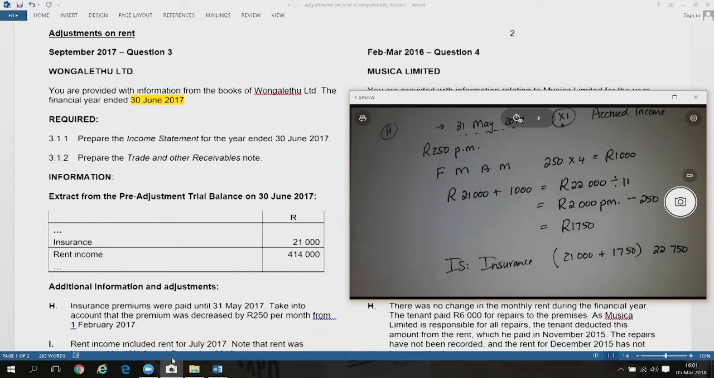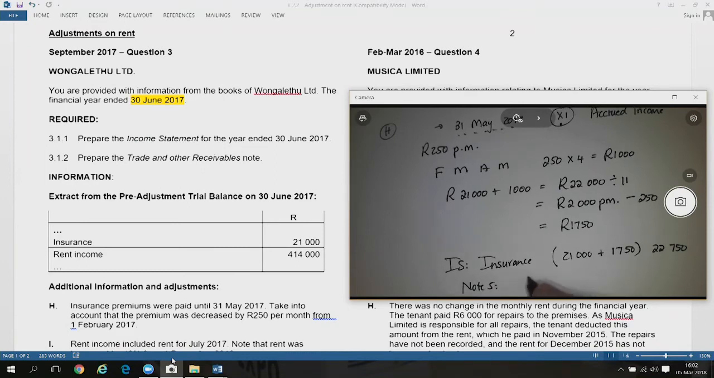The accrued income will be in the debtor's note. It will be in the debtor's note, because they asked for the note for receivables. Can I just show you there? They asked you the note for receivables. So in note number 5, accrued income 1750. Just want to show you the memo quickly.